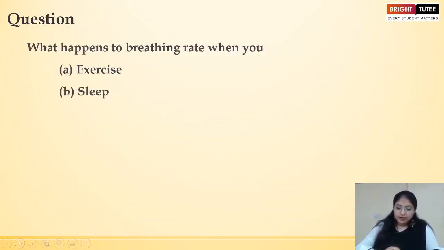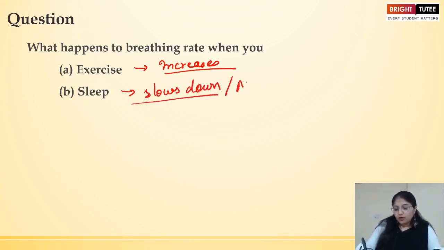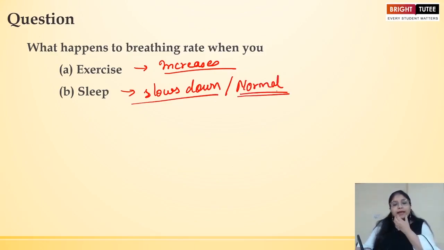What happens to breathing rate when you exercise? So when we exercise, the breathing rate increases because exercising is a high energy requiring activity. When you are sleeping, the breathing rate slows down or remains normal because sleeping is a low energy requiring activity.